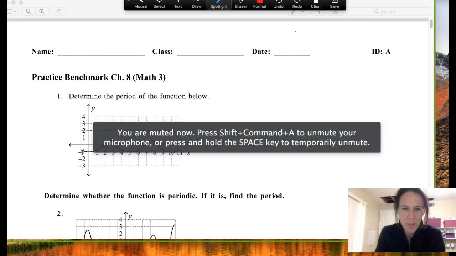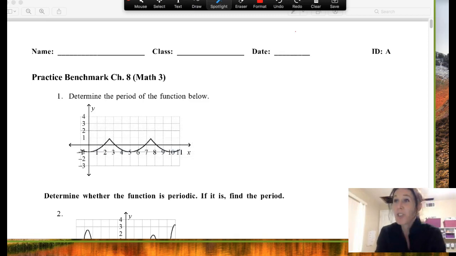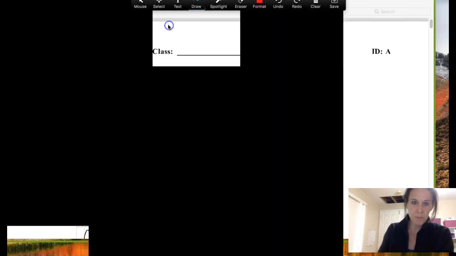Let's do Practice Benchmark Chapter 8, which is trigonometry. So you've done a little trigonometry in Math 2 when you learned special right triangles and angle of elevation and depression. Then you learned SOHCAHTOA. Sine is opposite over hypotenuse, cosine adjacent over hypotenuse, tangent opposite over adjacent. Now we're going to get right into the unit circle in Chapter 8 in Math 3. So let's go ahead and get started.